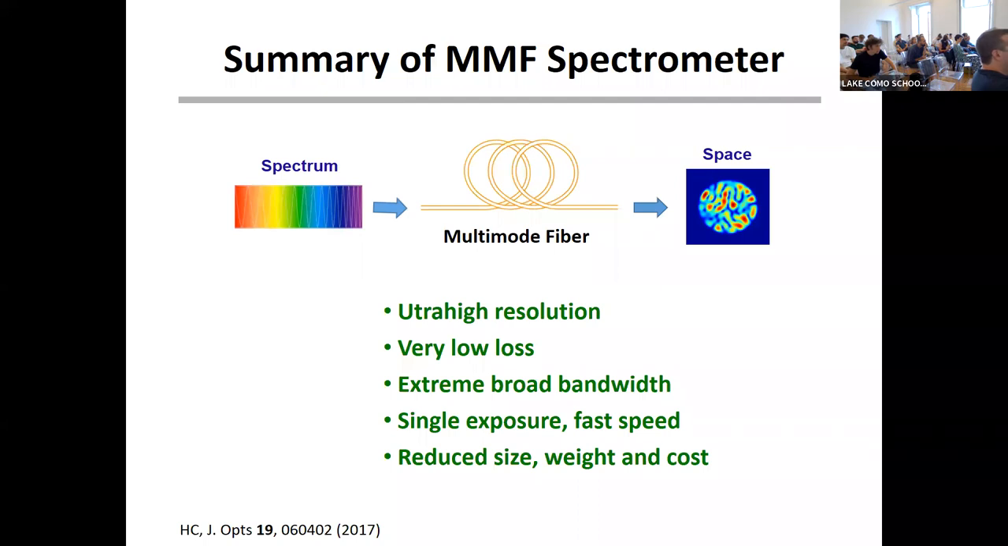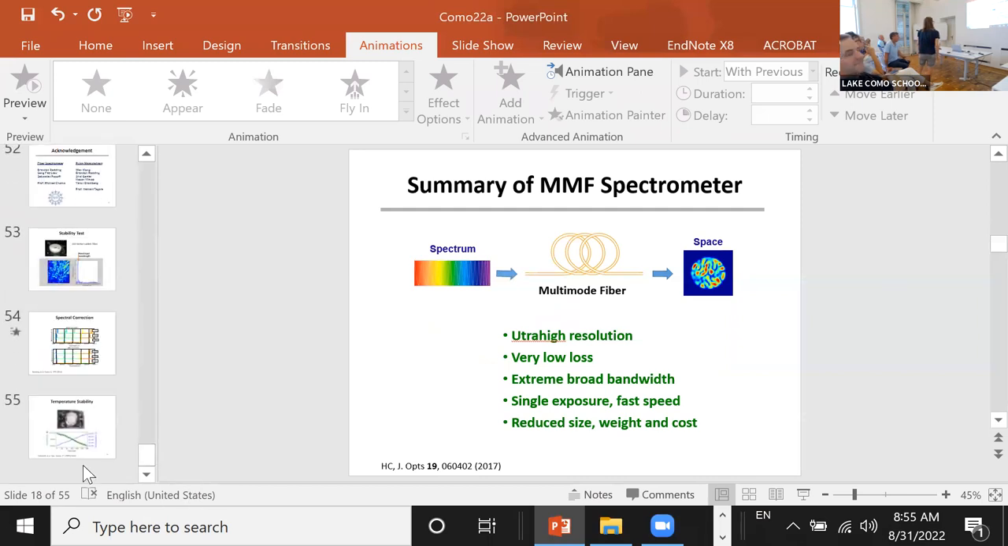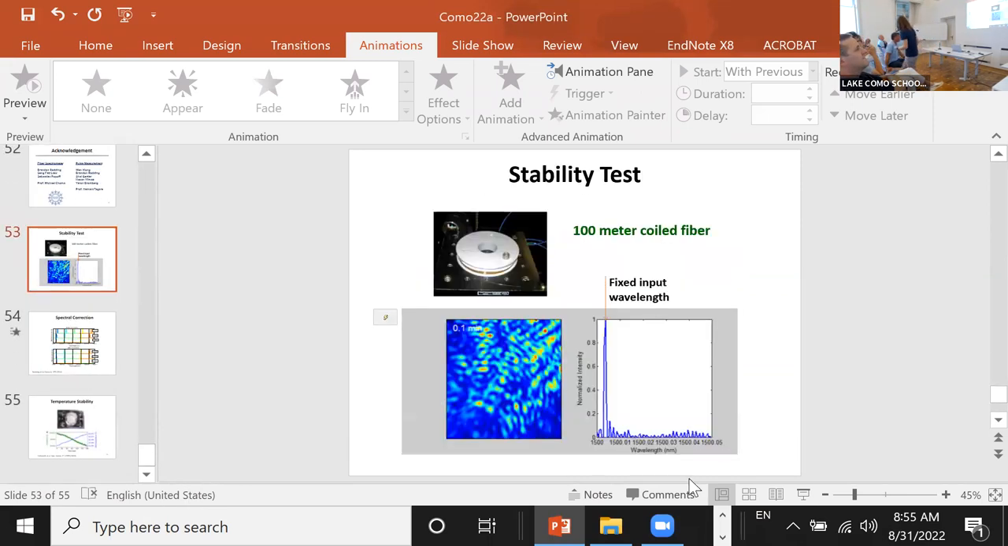Hello, I was wondering how resilient the spectral patterns are to disturbances to the fiber. If you touch it slightly or there is some vibration, will it change significantly? And how will that impact the resolution and things like that? Thank you. Okay, good question.